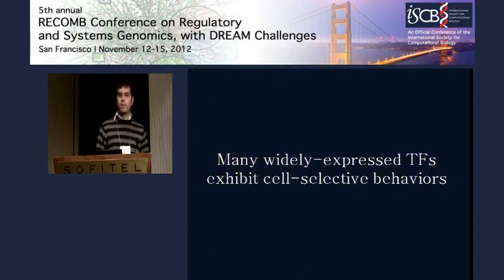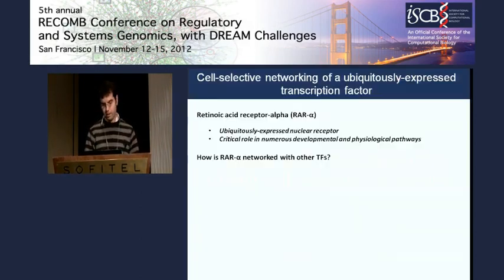So now that we've looked at that, we want to focus not necessarily on the transcription factors which are changing their overall connections, but can we see anything unique about transcription factors which are expressed in almost all cells? Are they behaving differently within each cell type? To do this, we focus on one specific transcription factor, retinoic acid receptor alpha, which is involved in numerous biological and developmental processes. And we wanted to ask, how is this transcription factor connected within the network in these different cell types?